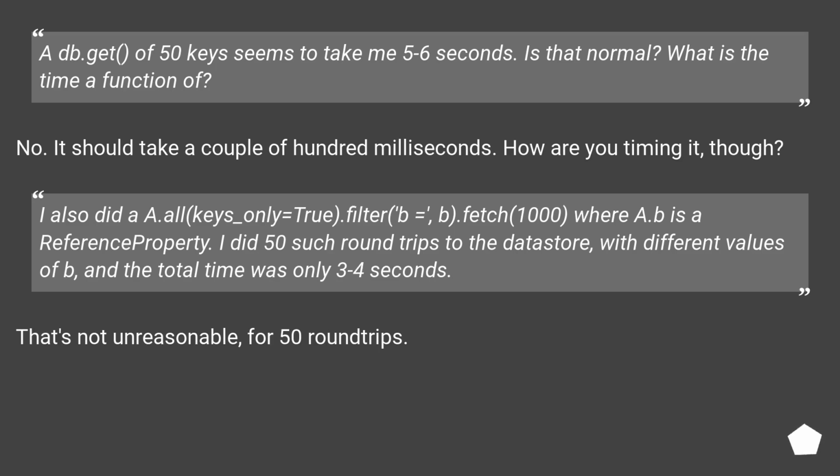I also did A.all(keys_only=True).filter(b = b).fetch(1000), where a.b is a reference property. I did 50 such round trips to the datastore, with different values of b, and the total time was only 3 to 4 seconds. That's not unreasonable, for 50 round trips.